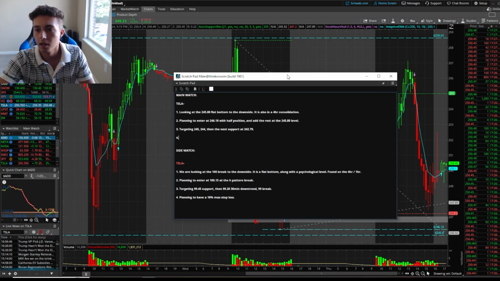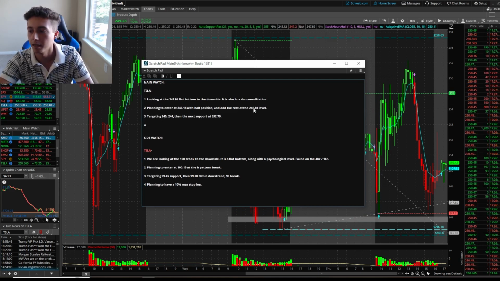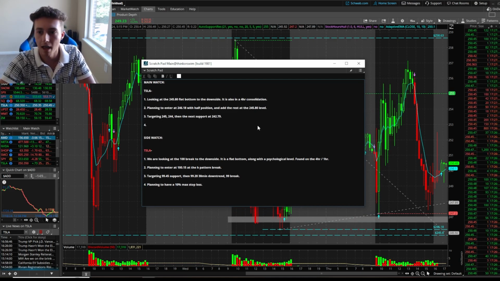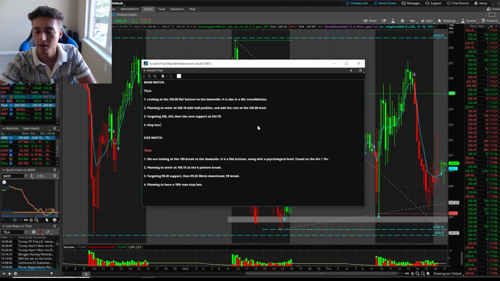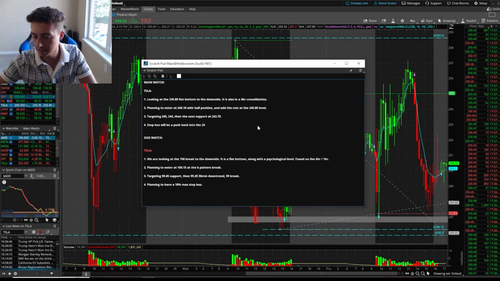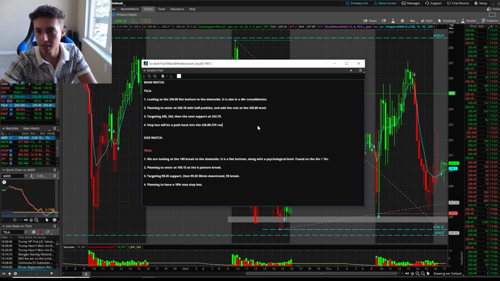Also, knowing what your stop loss is based on your targets is going to tell you how heavy you should go into this position. So stop loss will be a pushback into the 246.80 to 247 range.